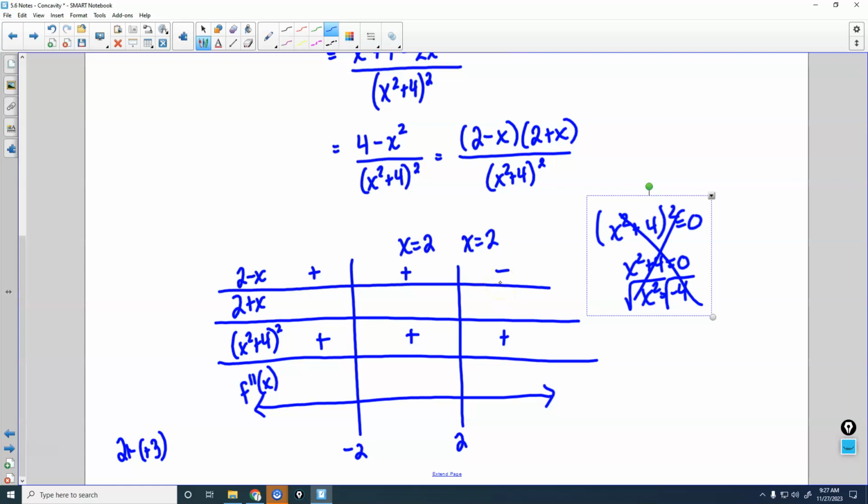And then here, if I plug in something like -3, here I will get a negative. If I plug in 0, I will get a positive. And if I plug in something bigger than 2, I'll also get a positive. So our final here, our second derivative is negative here, positive here, and negative again here.